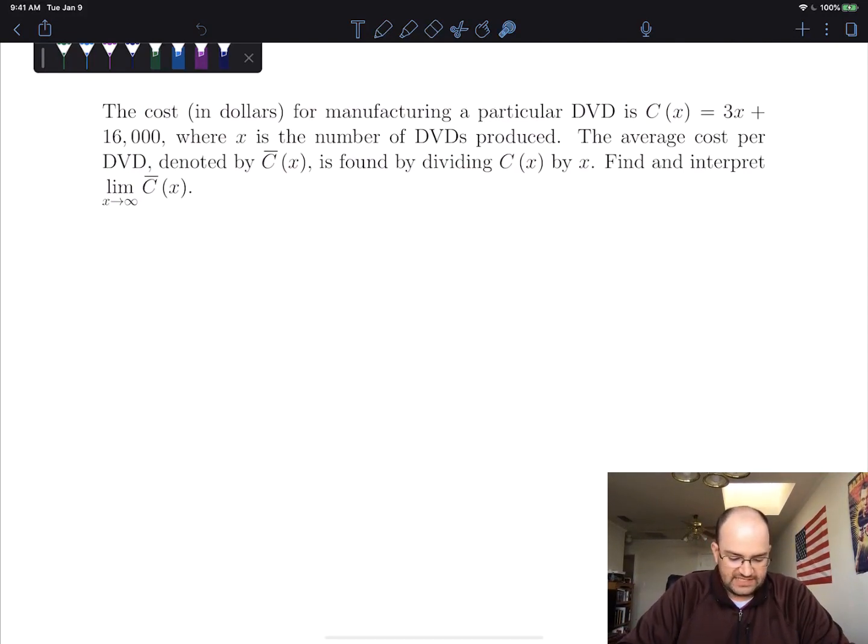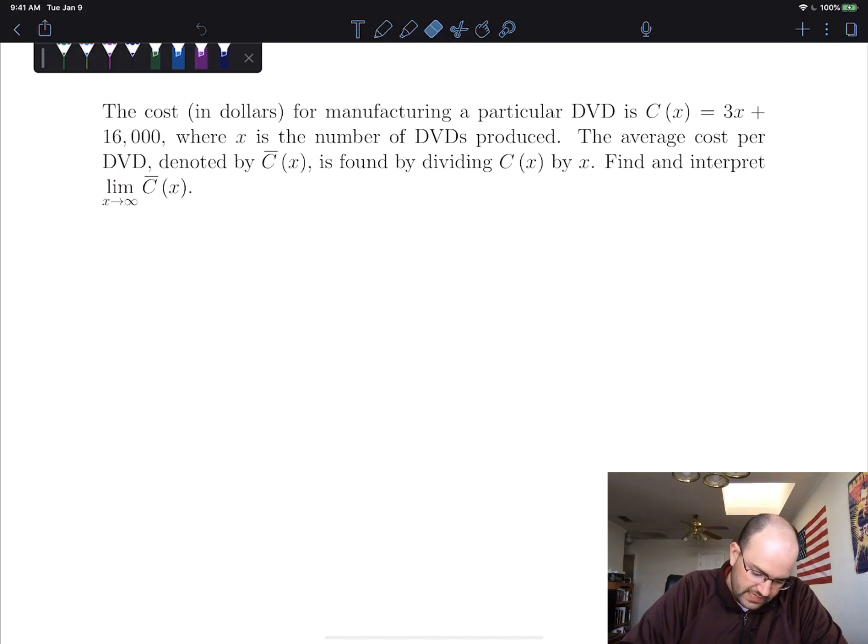We have the cost in dollars for manufacturing a particular DVD is C of X equals 3X plus 16,000, where X is the number of DVDs produced. The average cost per DVD, denoted by C bar of X, is found by dividing C of X by X. We want to find and interpret the limit as X goes to infinity of C bar of X. Okay, so let's look at this.